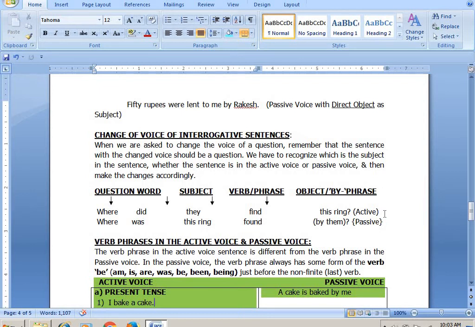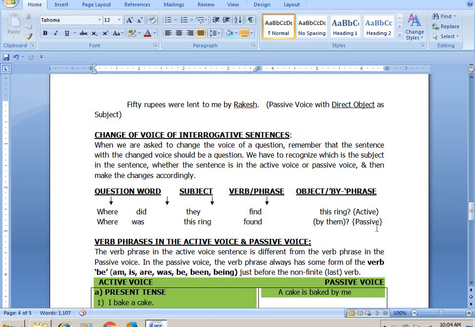And it is in the active voice, and you are told to change it into passive. Remember, now what will come? Where. Since it is "did", we know it is the past tense, and so therefore: where was this ring found by them? Because the subject "they" became the object "by them".